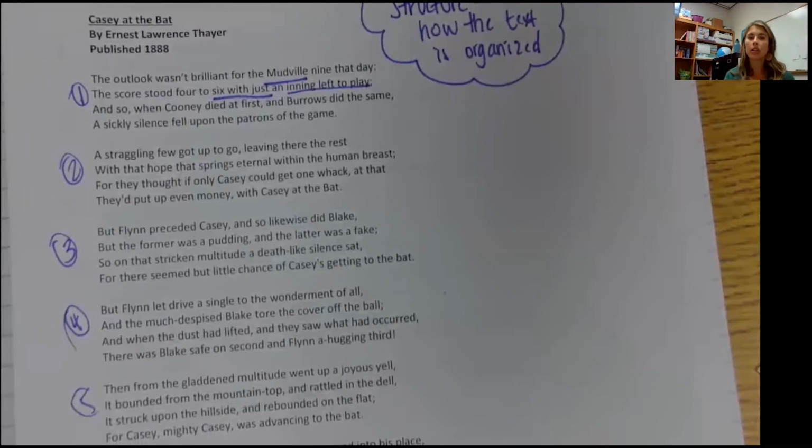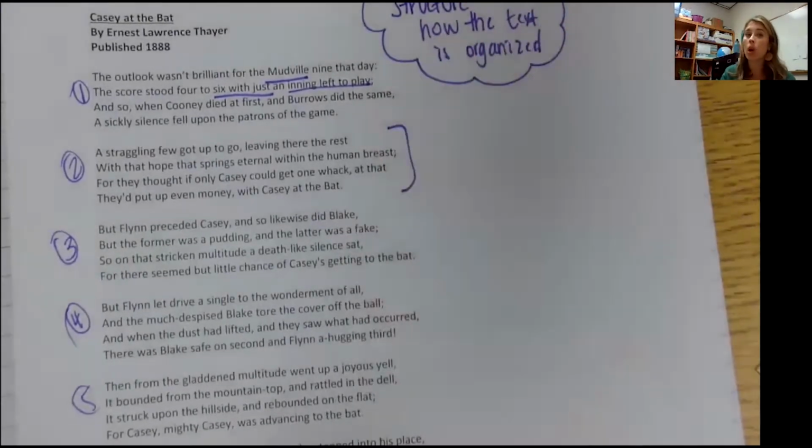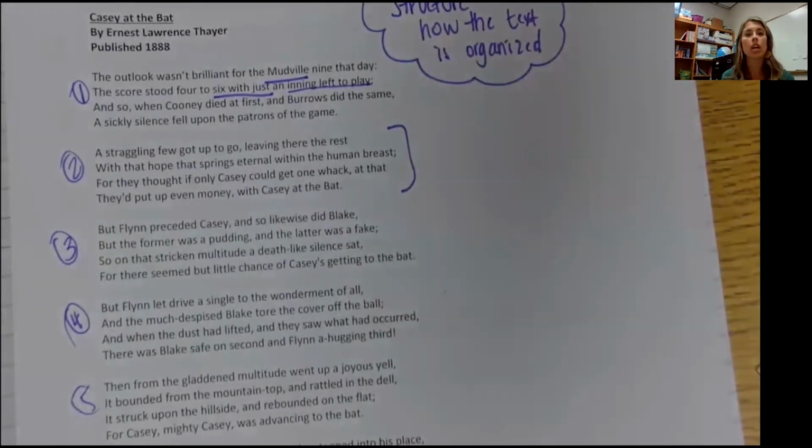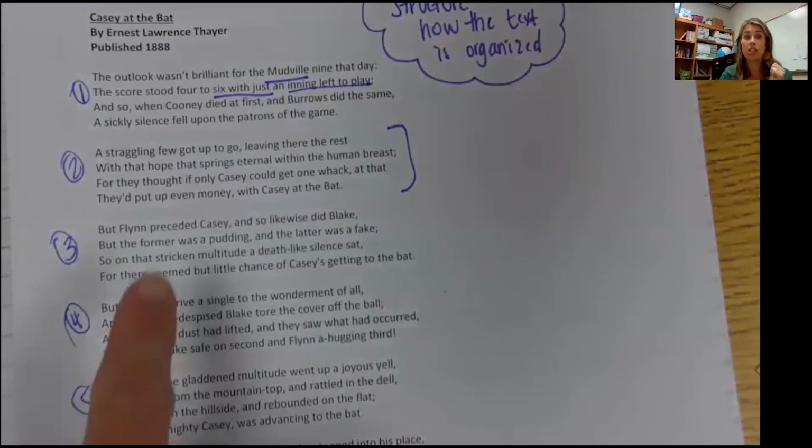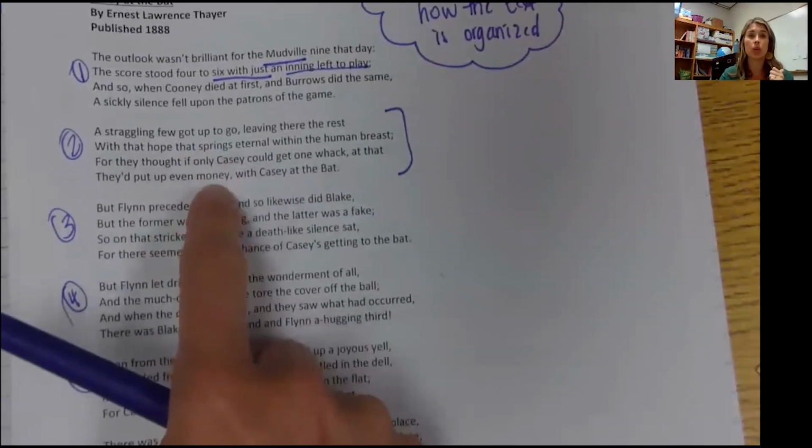Okay, we're at another stanza. Again, 4 lines. But I want to know which character we're focusing on in this stanza. Fans or the team? Who are we focusing on, the fans or the team? That's right, the fans. We're focusing on the fans in stanza 2.